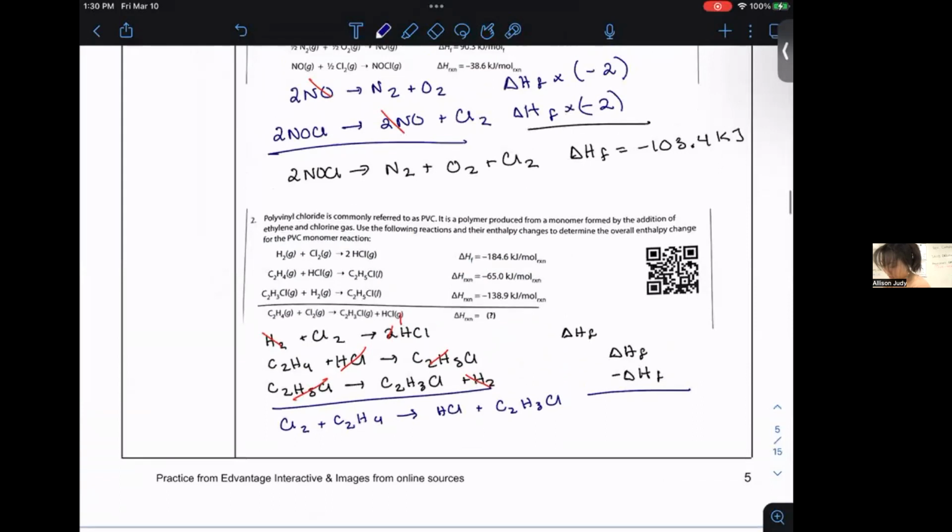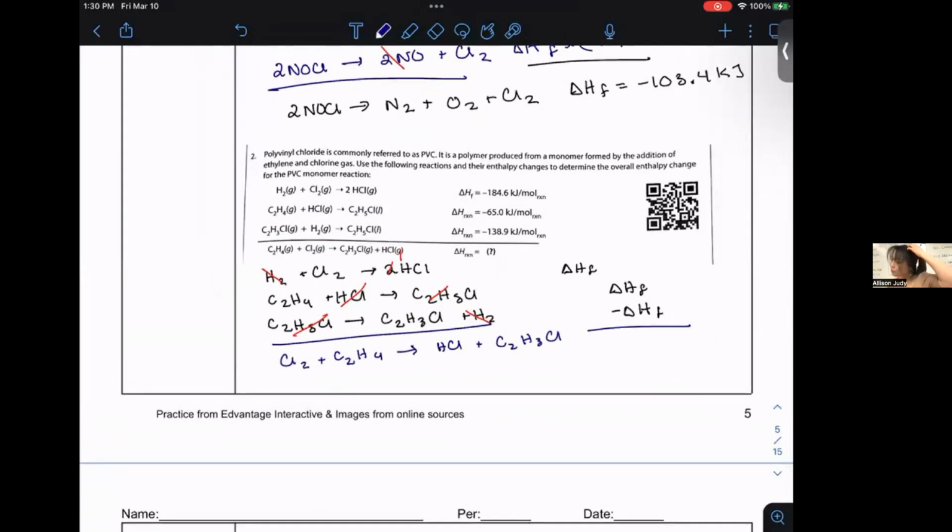Oh God, I just spit. That was gross. Negative 184.6 minus 65 plus 138.9. Can someone do that for me?